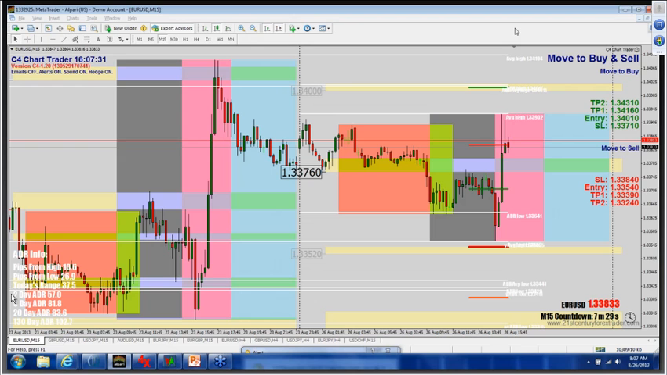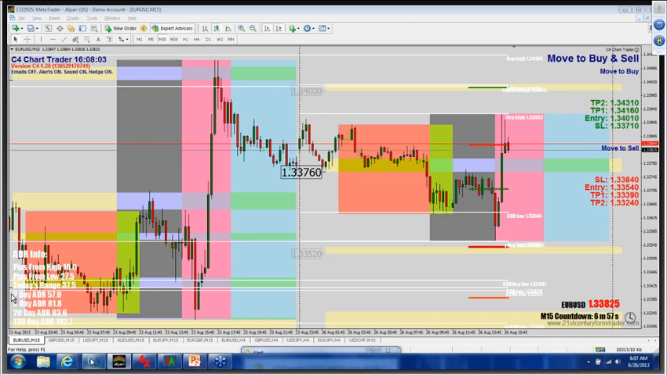Why do we care about average daily range? Well, we care because we want to know if this has already made a big move. If we've already moved 100 pips for the day, then maybe we wouldn't want to be entering a buy at the very top or a sell at the very bottom. It just helps us understand the likelihood of continued movement in a certain direction when we look at this average daily range.